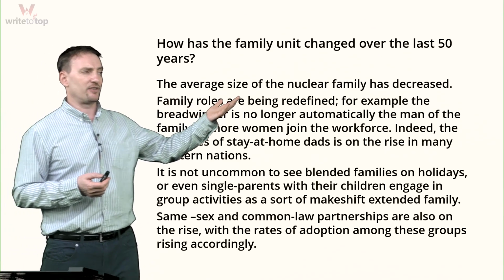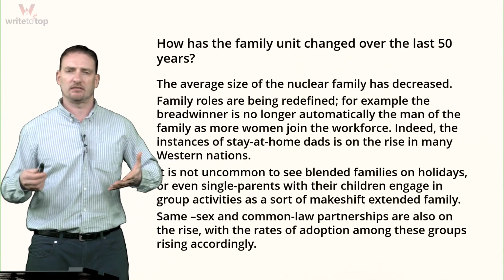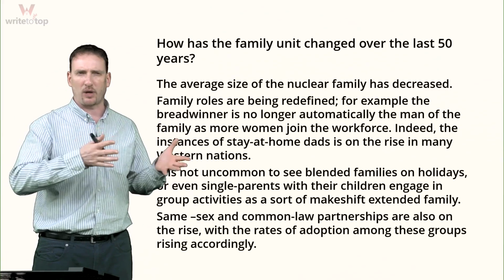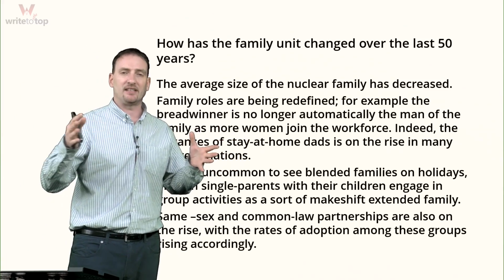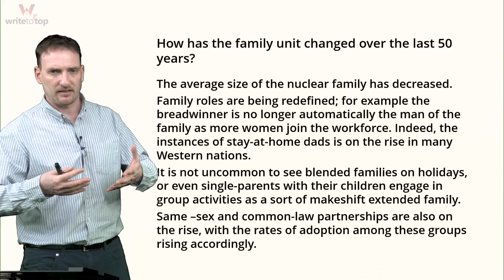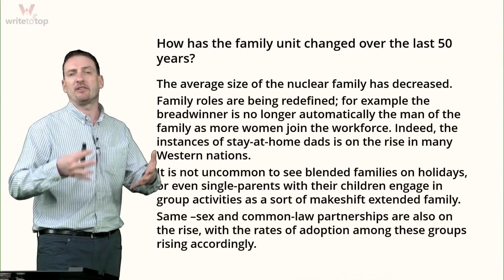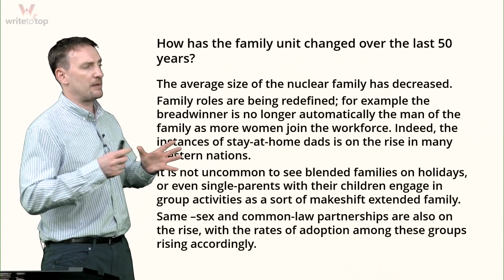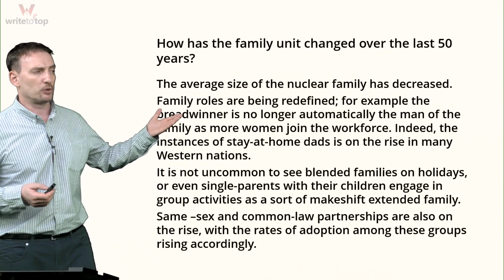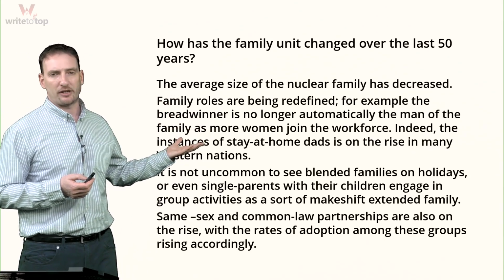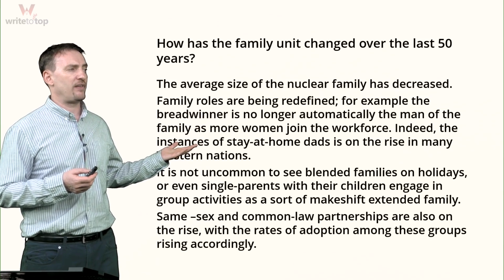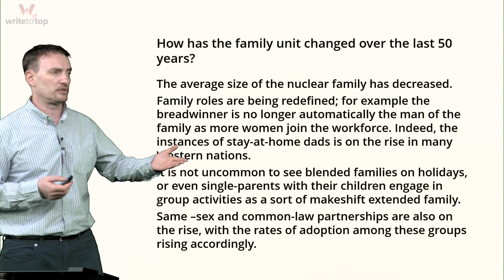The average size of the nuclear family has decreased. It used to be like 2.2 kids on average, now it's 1.8 or 1.9. So basically the reproduction rate is lower than the replacement rate, which means the population is going to start shrinking because the families are getting smaller. Family roles are being redefined. For example, the breadwinner, the person who makes the most money, is no longer automatically the man of the family as more women join the workforce.